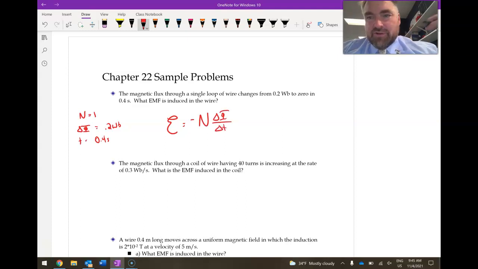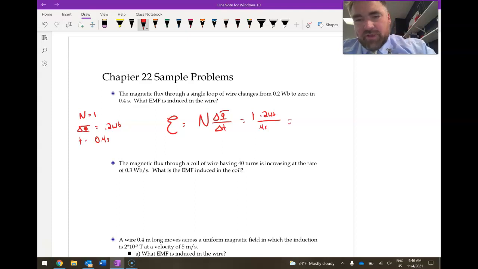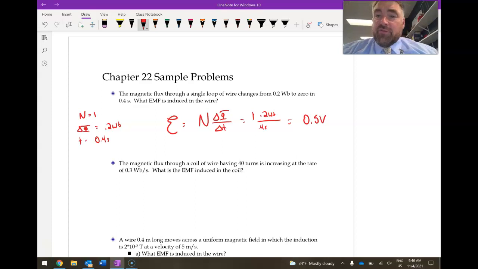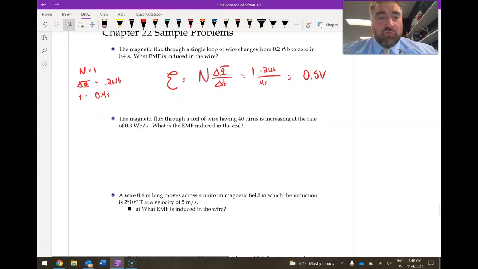Now, the negative is there to remind you that it's actually in the opposite direction, so I'm going to drop it right now because it'll be what's given to you, but just know that the voltage is going to oppose the change that created it. So, we have 1 times 0.2 Webers divided by 0.4 seconds, and so we end up getting 0.5 volts. The unit for EMF is voltage, or volts.